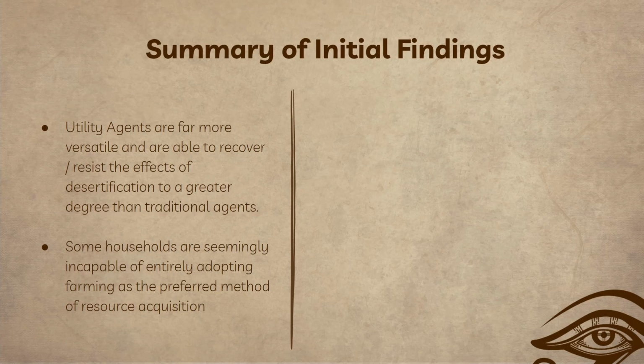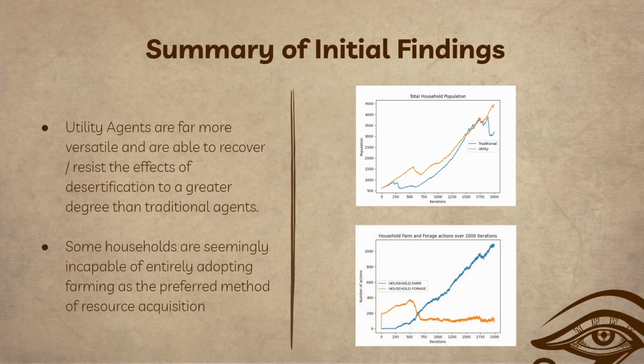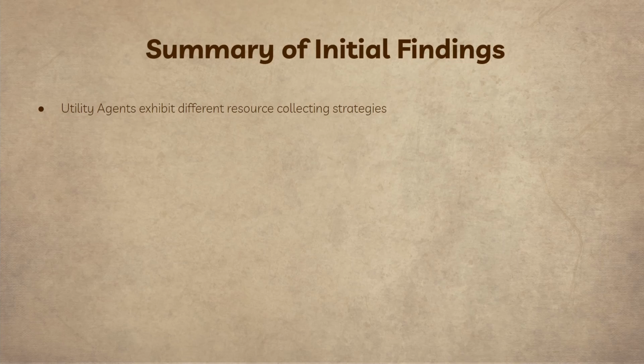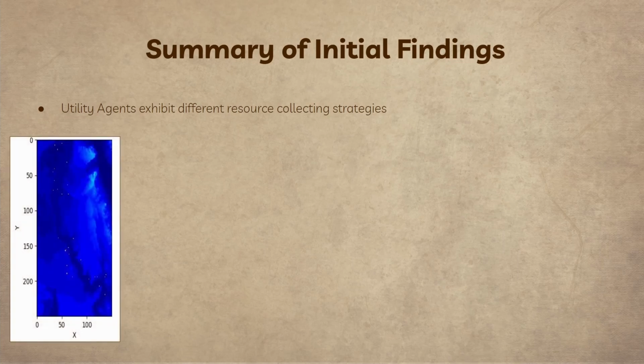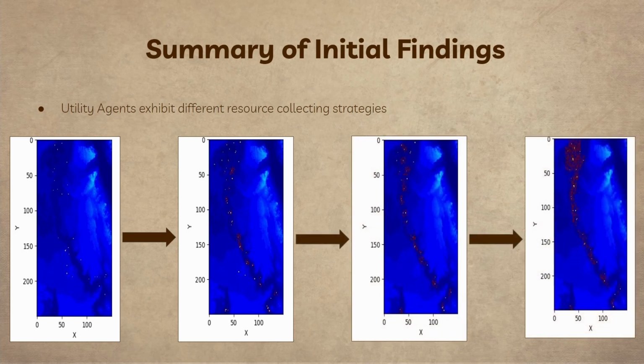That brings us to the utility agents, which were introduced later into the researcher's life cycle, but their versatility was immediately noticed. As you can see, the utility agents are, in general, able to resist or recover from the effect of the desertification to a greater degree than the traditional agents. The caveat here being that some households, no matter the conditions, are unable to adopt farming as the preferred method of resource acquisition. This is largely due to the utility agents' reliance on personal experience, which is what allows them to employ different resource collecting strategies, as shown on the screen now.